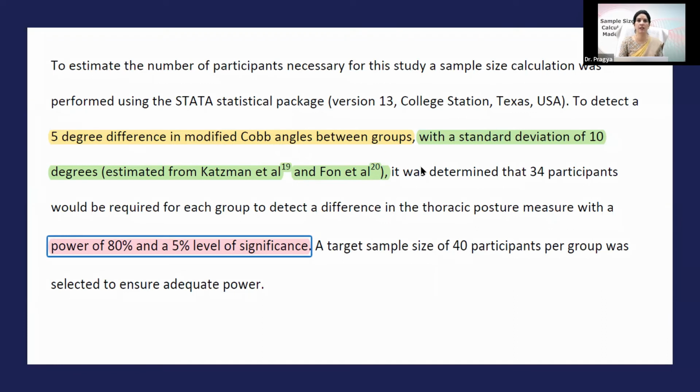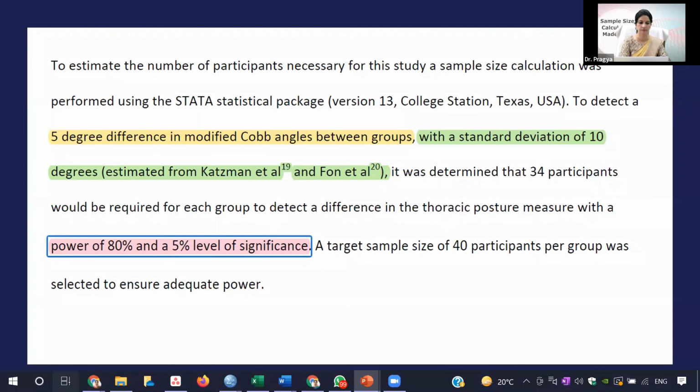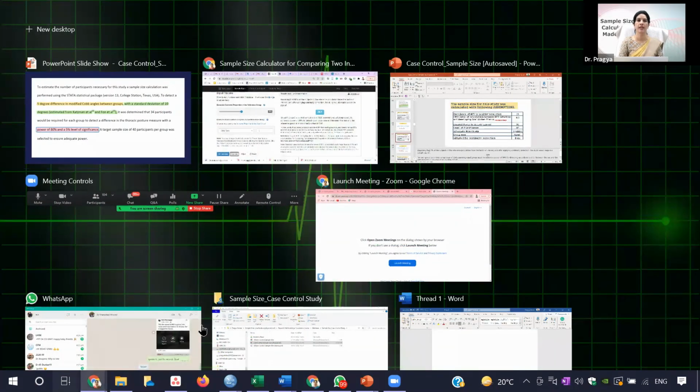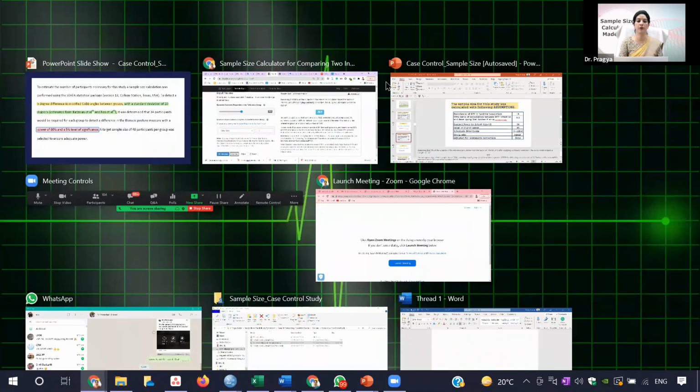And he calculated 34 participants in each group with a 5% level of significance and 80% power. So let's do this calculation. The standard deviation is 10 degrees and the 5-degree difference I have to use. I will again reset this. And in this case, I will use the formula for means.